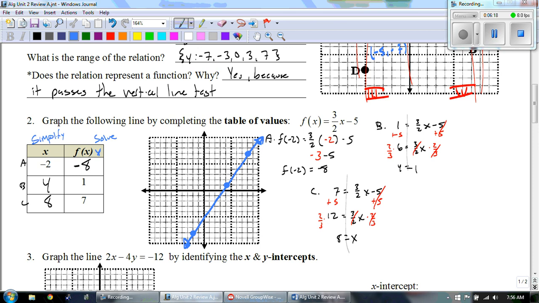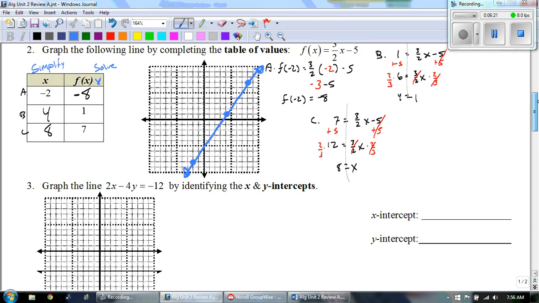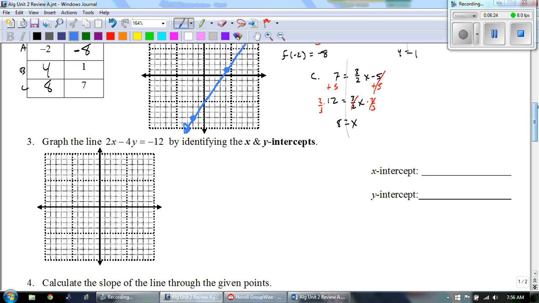So number 3 says to graph the line 2x minus 4y equals negative 12. Then identify the x and y intercepts. So when we do that, one time we let the x equal 0 and solve, and then we do it again, but that time we let the y equal 0. Okay, so 2 times 0 is 0, and we're left with negative 4y equals negative 12. Divide by negative 4, and we get that y equals 3.